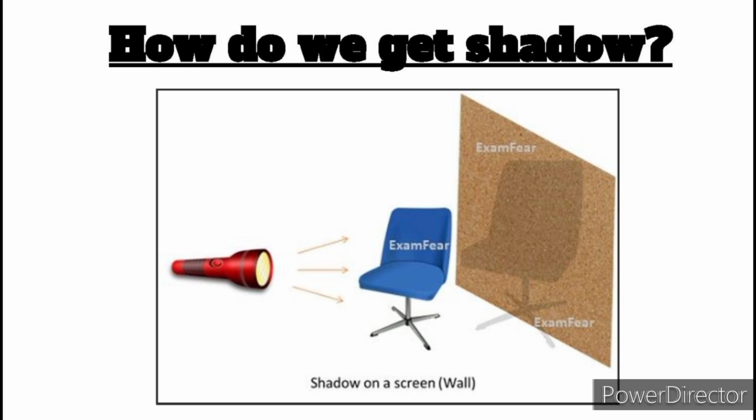Children, you understand that to get a shadow, we need a light source like sun or torchlight, an object and a screen.